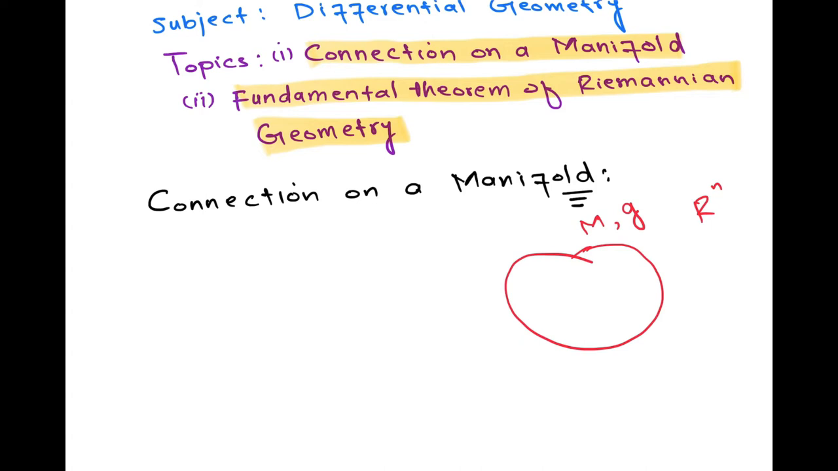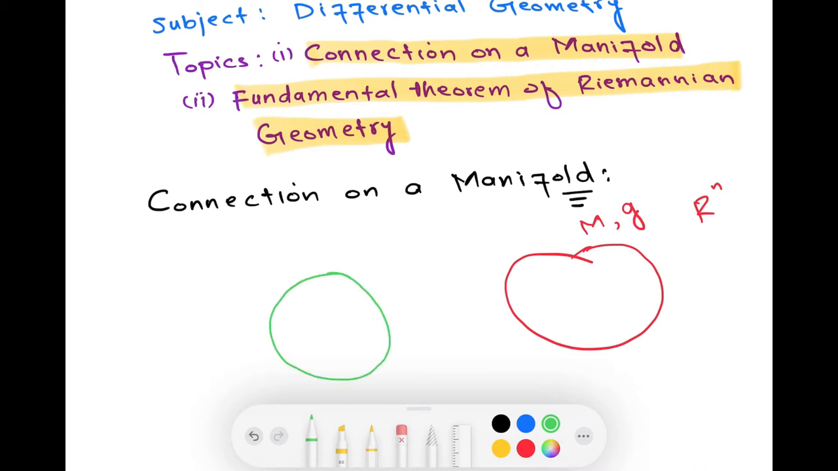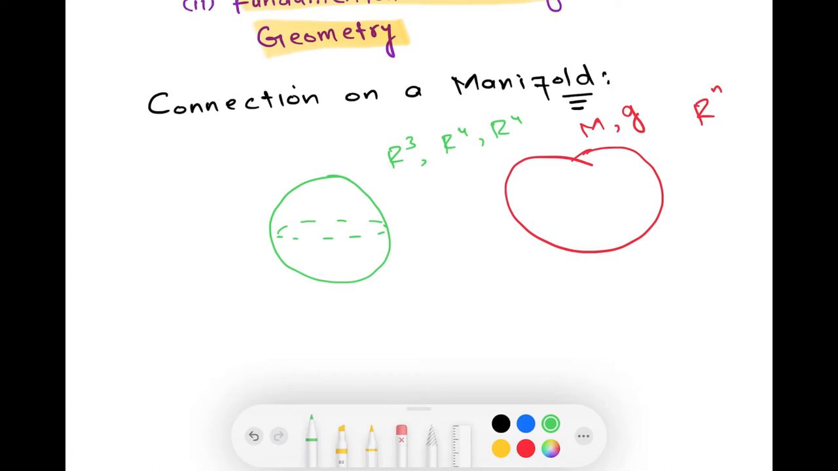We need to formulate everything in terms of the intrinsic parameters of this manifold. So, we are interested in the intrinsic properties of the manifold, which are not related to any ambient space. For example, if we consider a sphere, this sphere can be embedded in R3, R4, R5. So, there can be many ambient spaces, but we want to study just the intrinsic properties of the sphere without any reference to these ambient spaces. So, we want to get rid of the ambient space, and for that purpose, we need to define certain things so that we can study the intrinsic properties of the manifold.